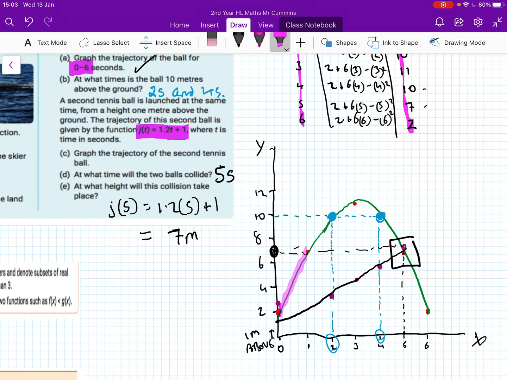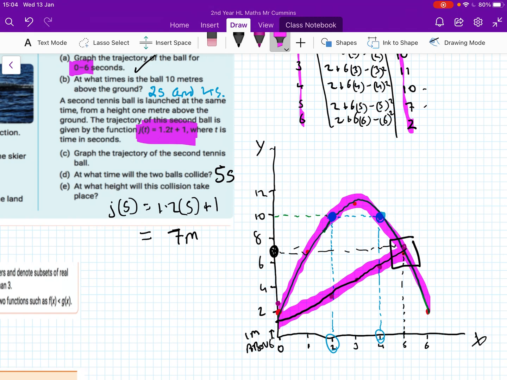The first one was up here like this green line, okay? And then they asked us to work out the trajectory of the second tennis ball, with a different function over here, 1 plus 2t plus 1. So this works out as this graph here, the black line. Then they wanted to know what time the two balls collide. The two balls collide where the black square is, at 5 seconds. And then you can work that out by maths.